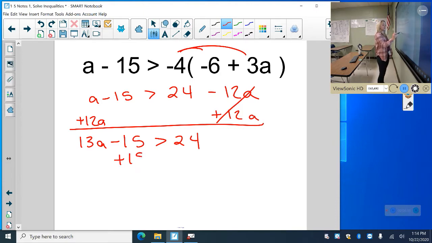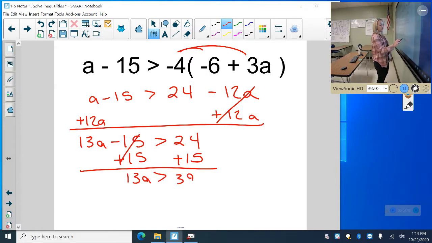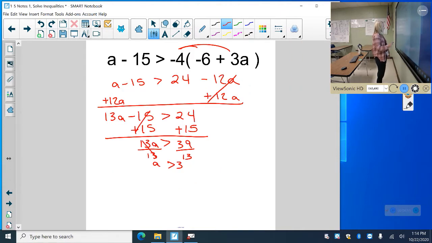Add 15 to both sides. So I have 13a is greater than 39. Divide by 13. And since that's a positive number, I don't flip the sign. So I have a is greater than 3. When we graph this, variable's already on the left-hand side, so we're good to go. I'll use a different color this time. So I have 3, and I have an open dot because there's no equal to underneath the inequality symbol. My arrow is going to the right.